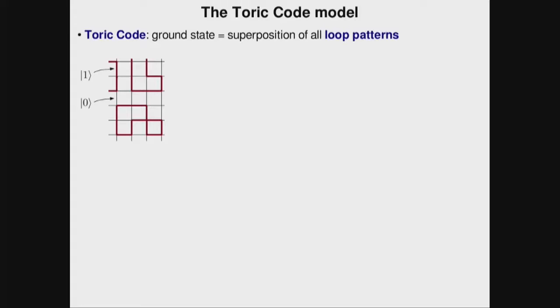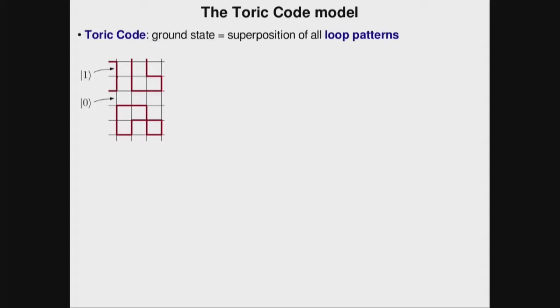And now we want to build a Hamiltonian, a system, which in its ground state has a superposition of all possible closed loop patterns on this lattice, right? So on this lattice, we can draw closed loop patterns. This corresponds to a configuration of zeros and ones. And we want a system which in its ground state has an equal weight superposition with always the same +1 phase of all these loop patterns.